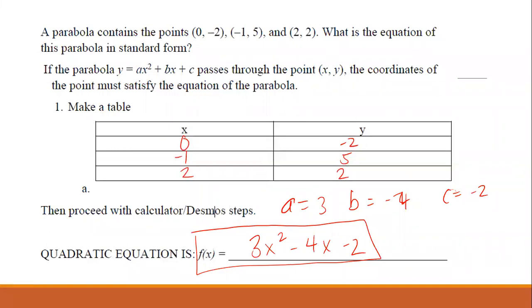Exactly, that every single time. That's the formula every single time, okay? All right, so we're gonna try again.